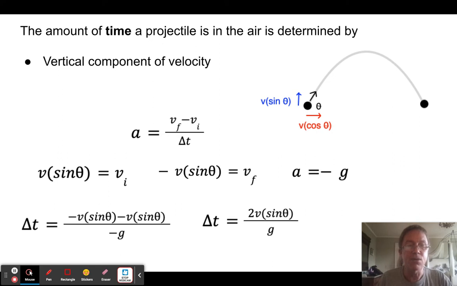How long is it going to be in the air? Well, according to this, it would be 30 times 2, that's 60, divided by 10, that's 6. But there's a quicker way of doing it that I like to do, which I just do this.